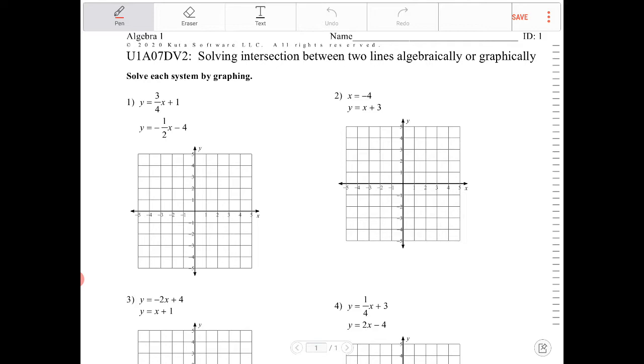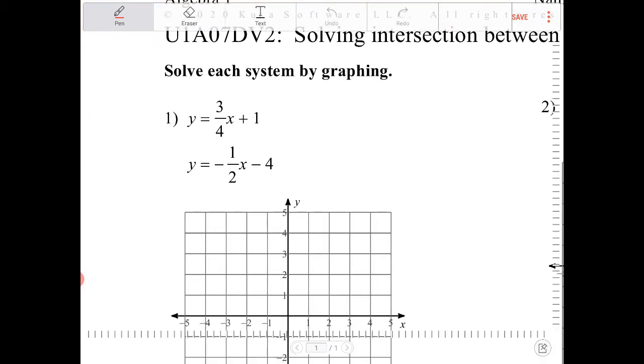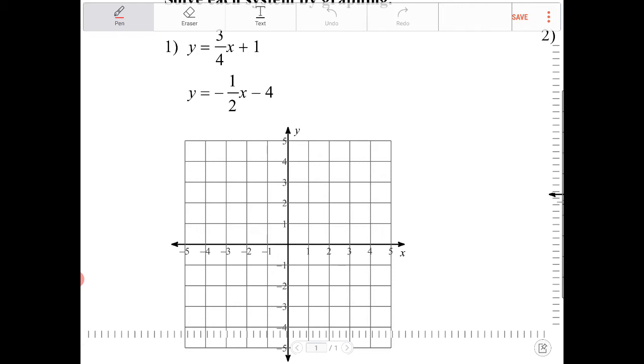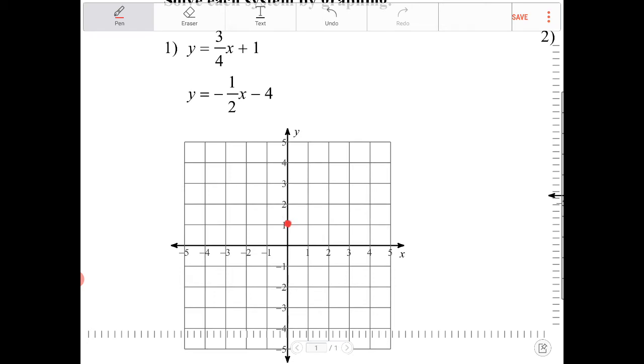So in this case, let's take a look at question 1. We need to solve each system by graphing. All right, so let's do that. Looking at the two equations provided for us, these are in slope-intercept form. So therefore, I'm going to graph the first equation. I'm going to pinpoint y, 1, and then go up 3 and over 4, and I'm going to go in the reverse direction the same way. So this is the line that I end up with.